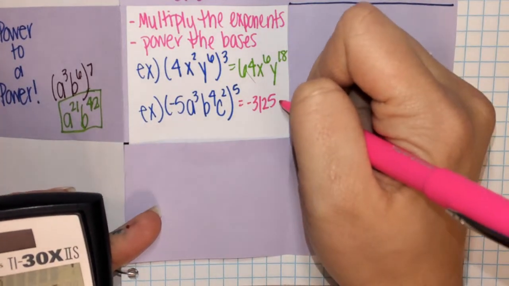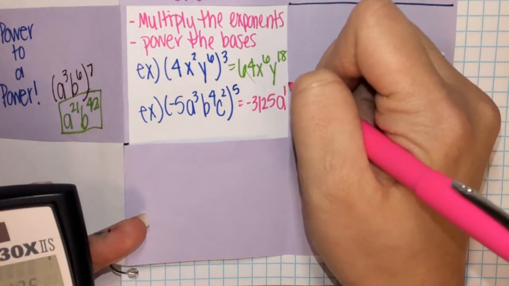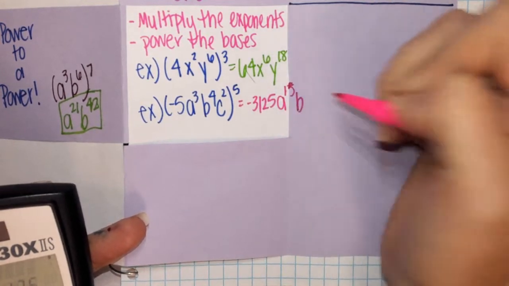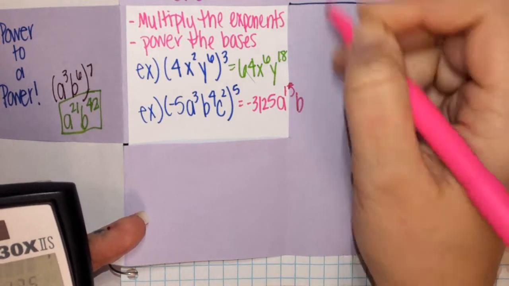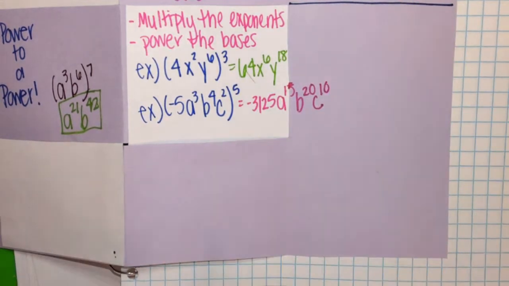Alright, and then what's our exponent going to be for A now? 15. Good. And what about B? That's a 15. It's just not pretty. And what about C? Good.